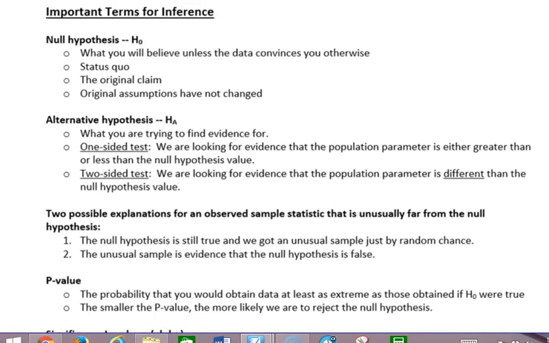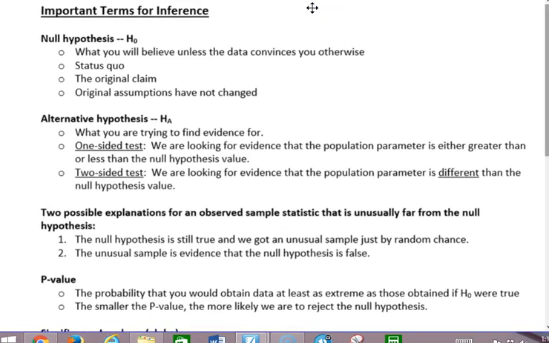This section of the notes is called important terms for inference, and I'm not going to spend a lot of time with this because these are things that are covered in previous videos. So let me just do a quick read through of this, and then we'll go on to our next topic.